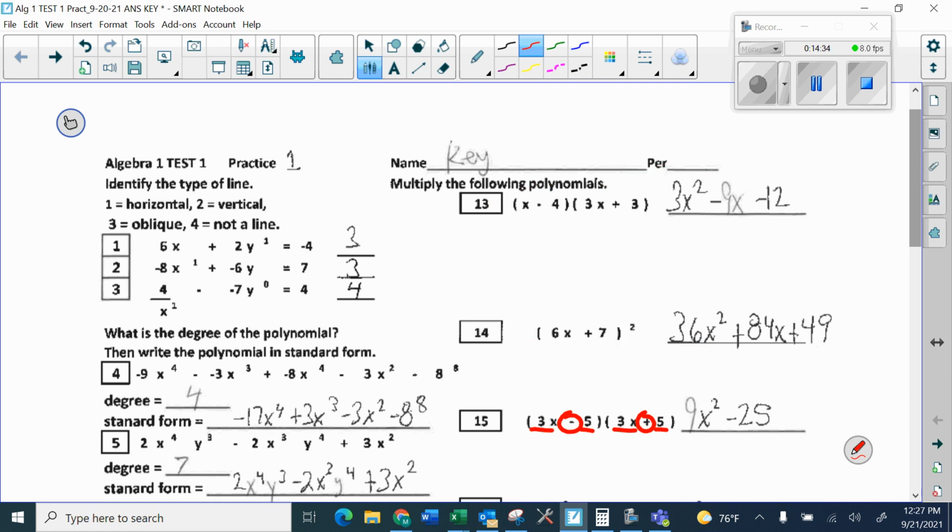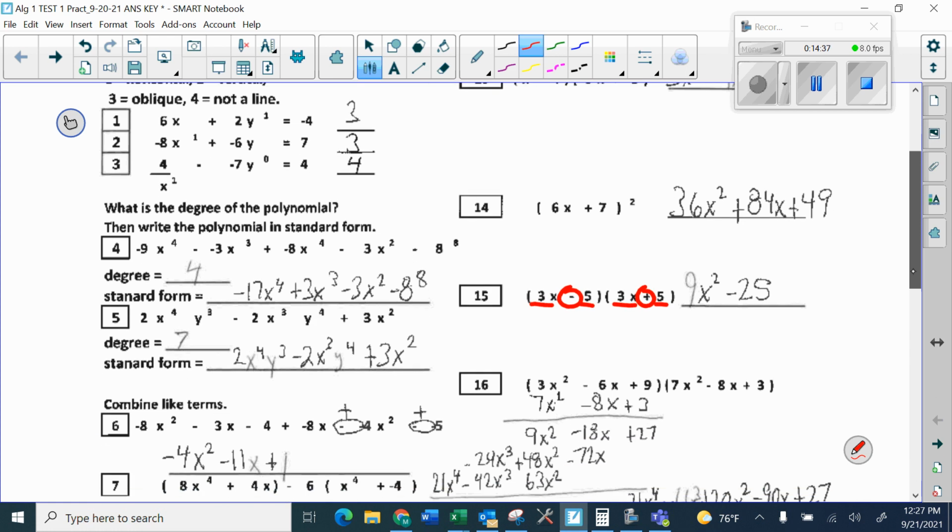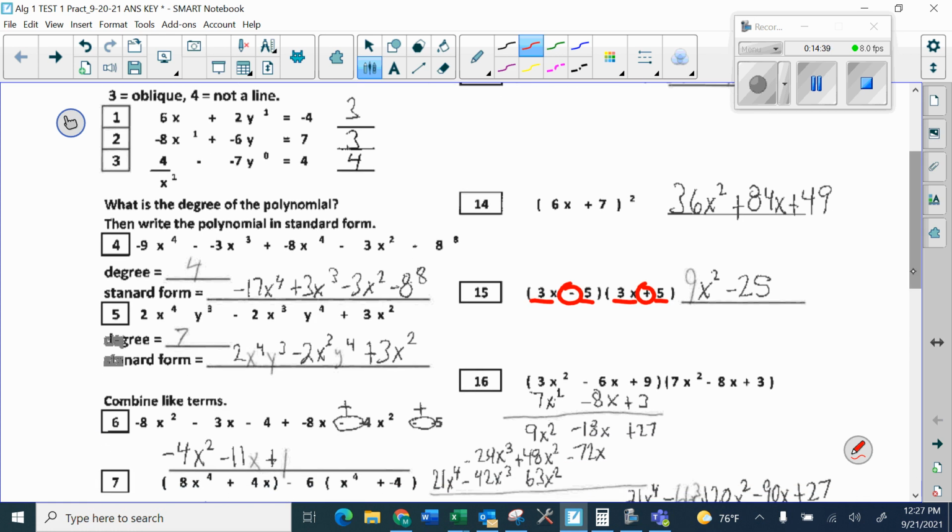When you have the same terms, in this case 3x and 5, 3x and 5, and the only difference is a minus and a plus, it wipes out the middle term. So I can just multiply the first terms together, 3x times 3x, that gives me the 9x squared. And multiply the second terms together. 5 times negative 5 is the negative 25. Okay, that's the shortcut. Otherwise, you work it out long ways and do the 3x plus 5 underneath and just go ahead and multiply it out and you will get 9x squared minus 25.